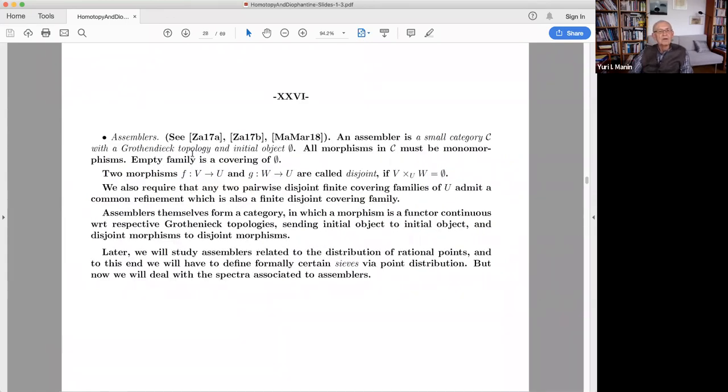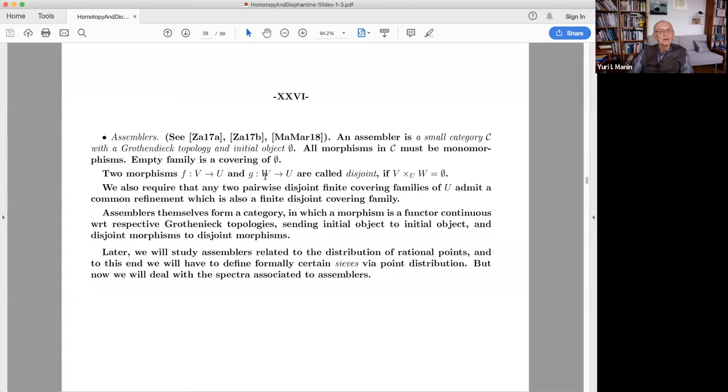And now the main definition of Inna Zakharievich: assembler. An assembler is a small category C with a Grothendieck topology and with an initial object, denoted by the same letters, empty set. All morphisms there must be monomorphisms. I use this word when I reminded you how to define the inequality: M is no more, not larger than N, if one imagines M and N as cardinalities of finite sets, monomorphisms.